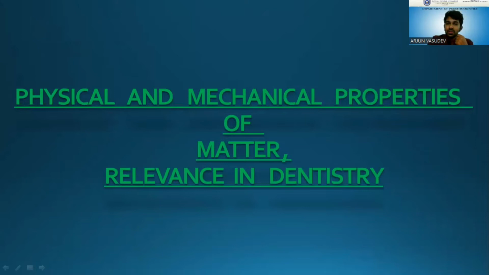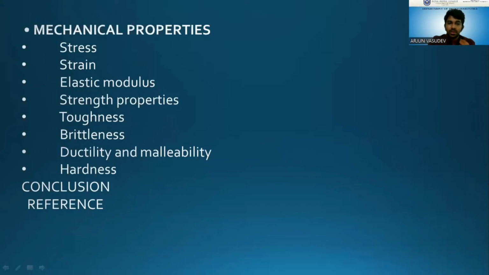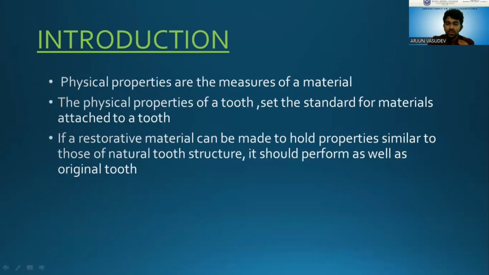Now we'll talk about physical and mechanical properties of matter and their relevance in dentistry. My content is an introduction, and we'll be discussing physical properties such as viscosity, creep and flow, color and color perception, thermophysical properties, tarnish, corrosion, galvanic current, and the mechanical properties: stress, strain, elastic modulus, strength properties, toughness, brittleness, ductility, malleability, and hardness. I'll be taking it as 2 sections.